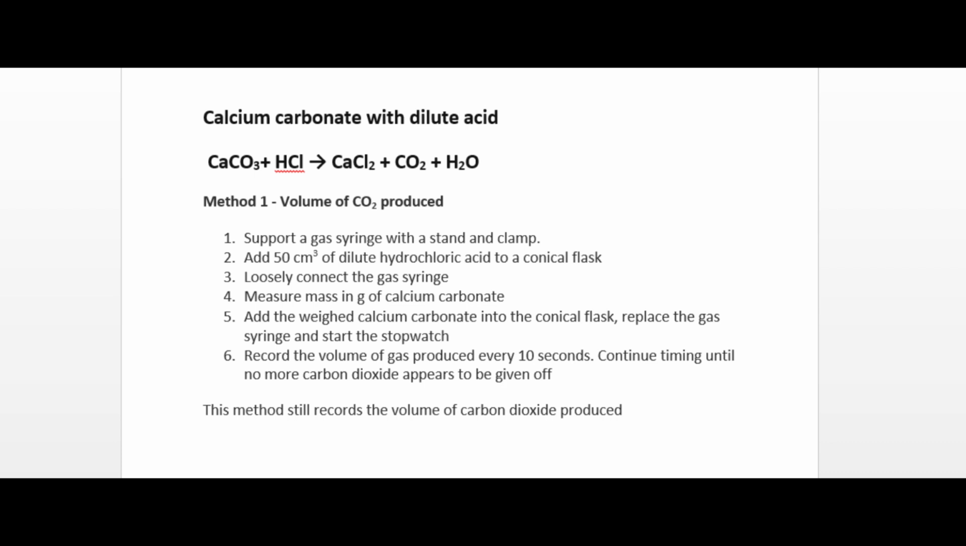Procedure is how you are going to perform the experiment. First, you will take a conical flask and put some calcium carbonate into it. A weighed amount of calcium carbonate is suggested to be used, because you don't want to make one reactant a limiting reactant, and a fixed volume of HCl is suggested to be used.